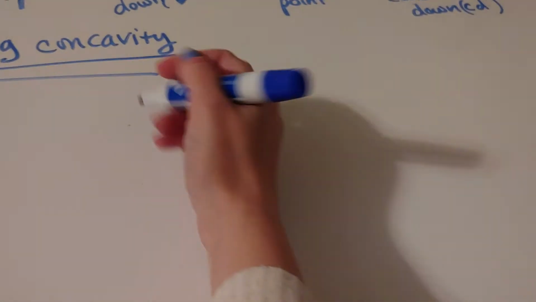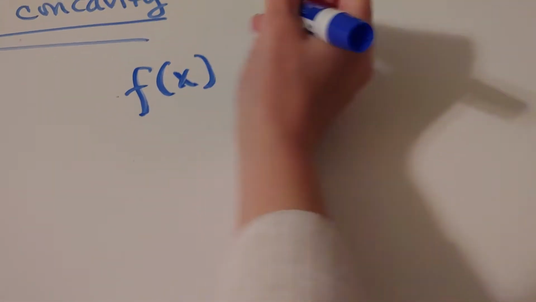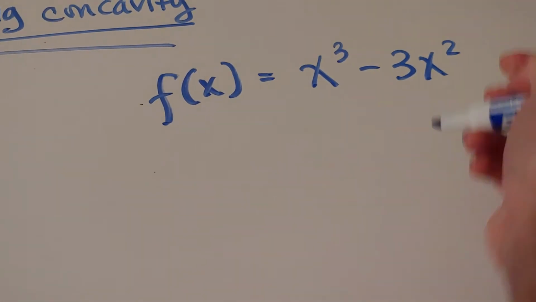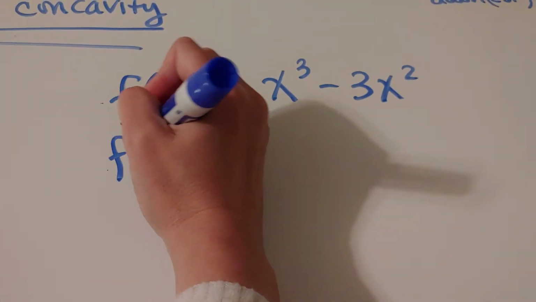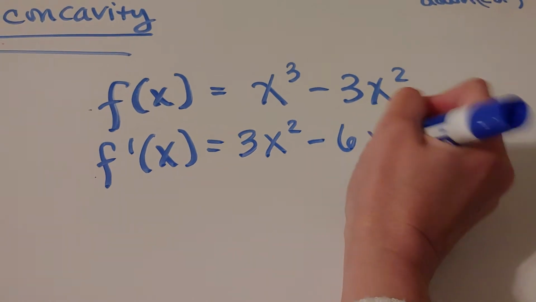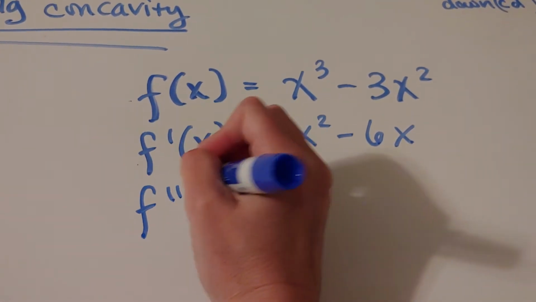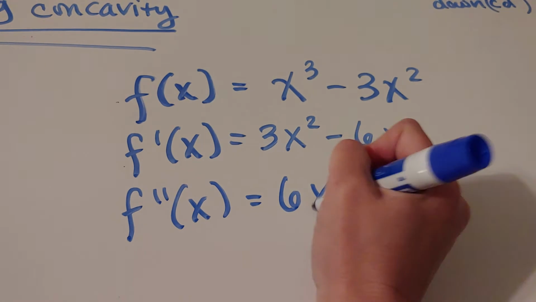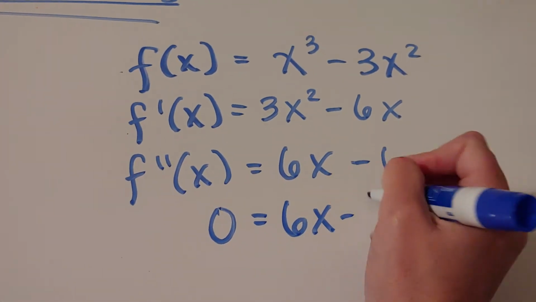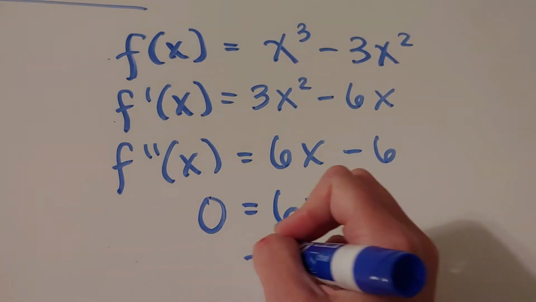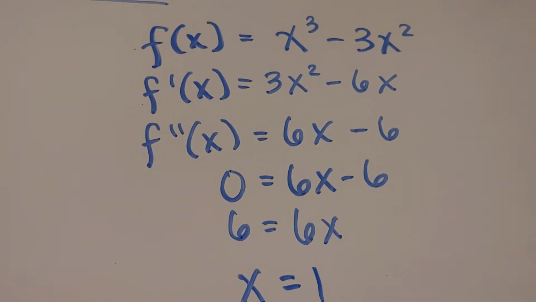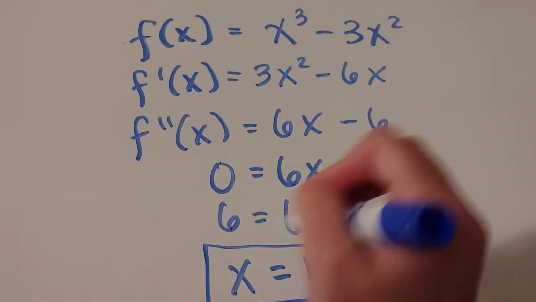The example that I'm going to do is the function x cubed minus 3x squared. If I find the first derivative, it is 3x squared minus 6x. If I find the second derivative, it is 6x minus 6. So we're going to set that equal to 0 and solve, and I believe we're going to get that x is 1. This is my possible inflection point.